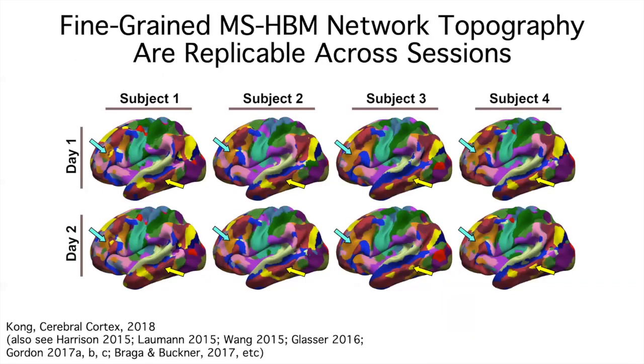So the individual parcellations, if we look at the spatial maps, they look very replicable across sessions, right? So here are 4 subjects. Each column is 1 subject. The first row is day 1 and the second row is day 2. We see that there are fine-grained network features that are highly replicable across sessions, as shown by the yellow and the blue arrows. So this topography is fine-grained and it's actually quite replicable within a subject, right? And there are big differences across subjects.